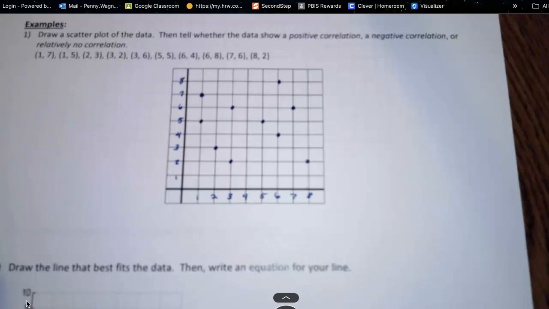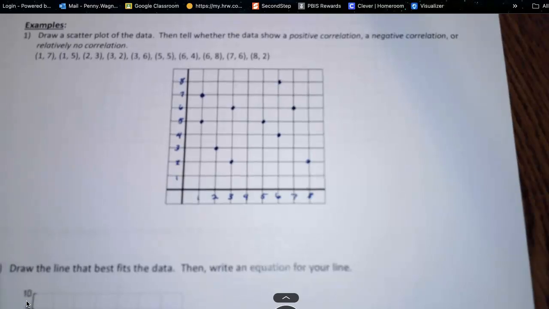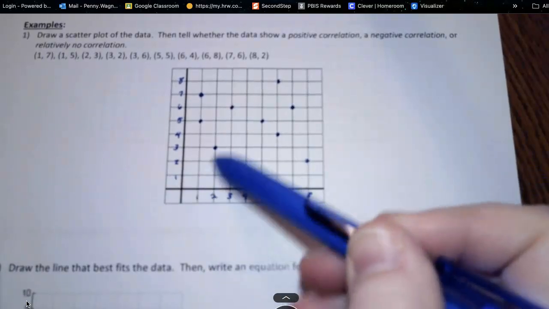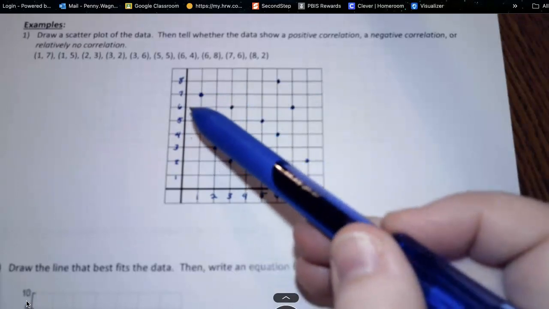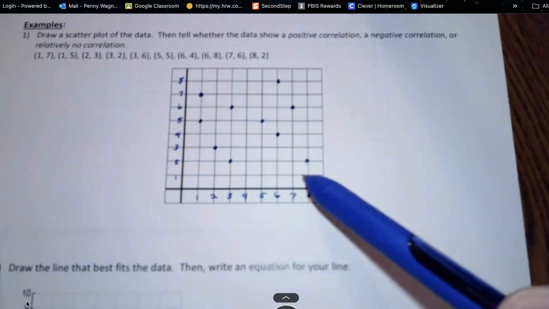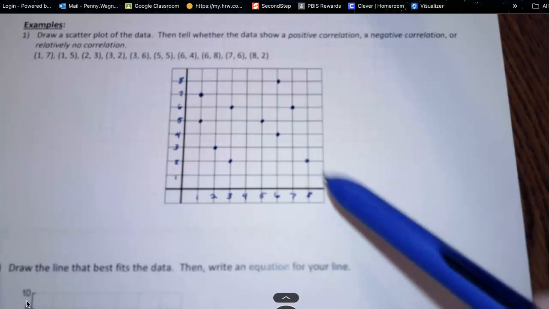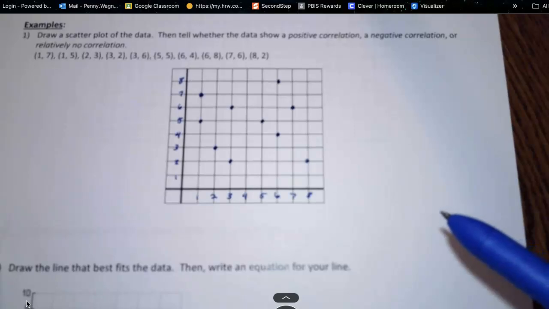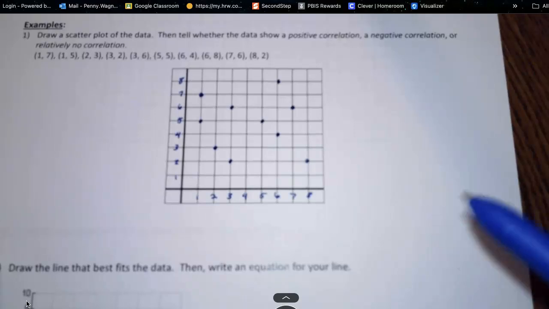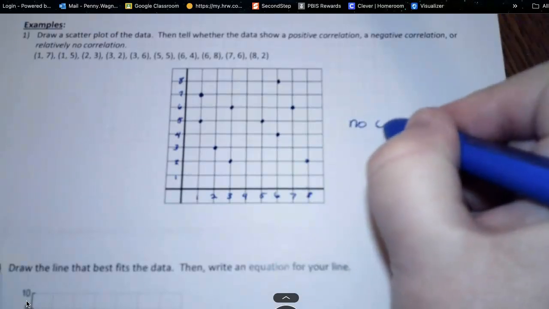And now we have to decide, is there a positive correlation, a negative correlation, or relatively no correlation? So when I'm looking at my points, I'm looking to see, does it look like as this is increasing, these are increasing, so is it going up in this direction? Is it a negative? Is it as this is increasing, this is decreasing? So as it's coming down? Or is it that there is no correlation where they are just too widely spread and we cannot tell? If you said no correlation, this is correct. This is a no correlation.